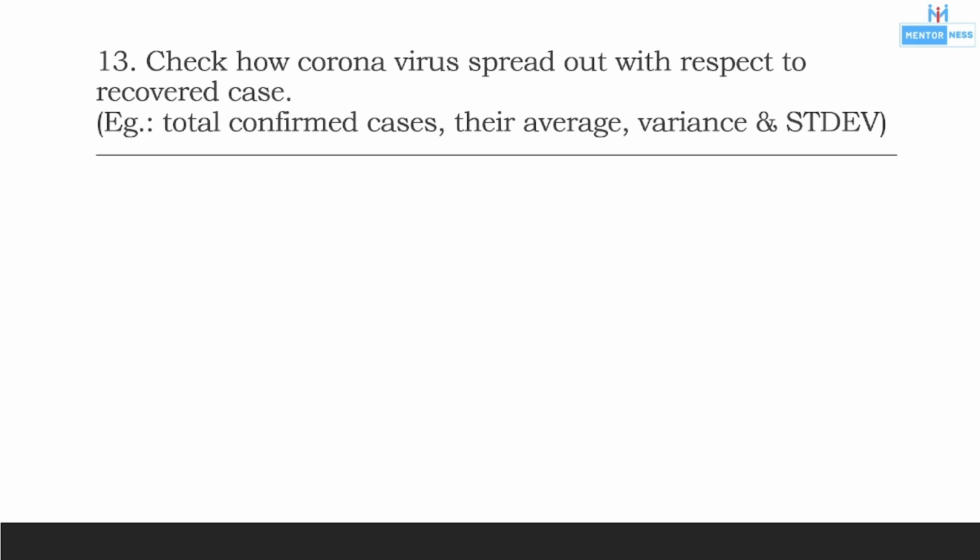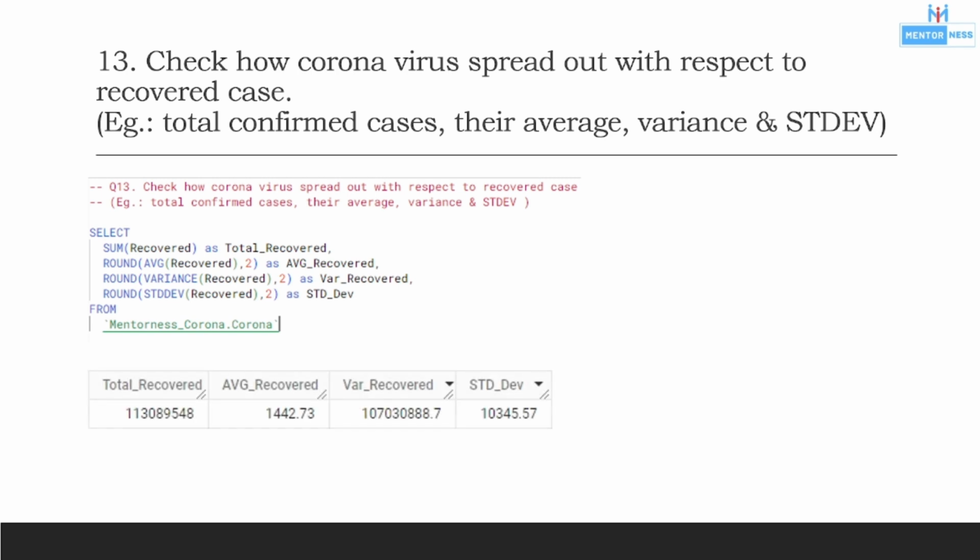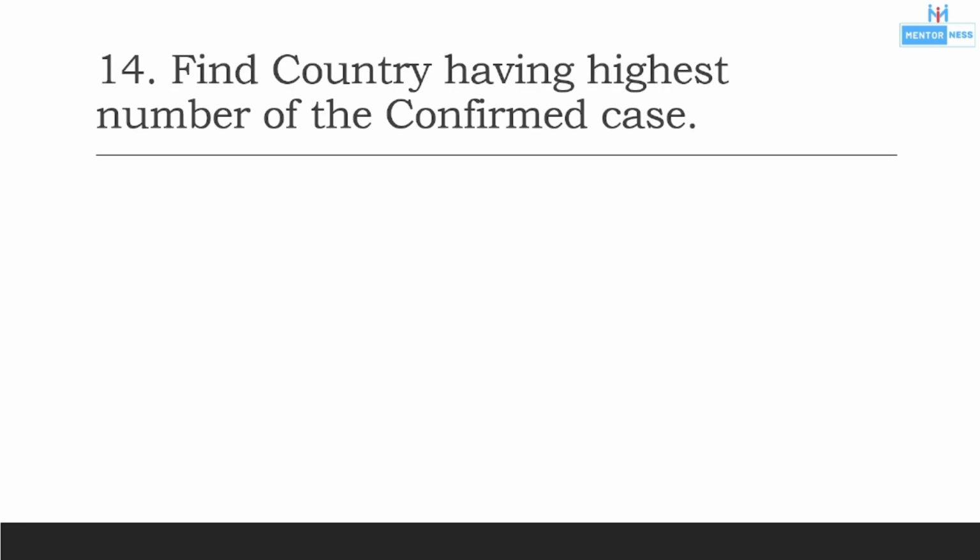And the 13th is to check how coronavirus is spread out with respect to recovered cases. So this is related to recovered cases and the total recovered cases, their average, variance and standard deviation. So this is the code and this is the output. The 14th is to find the country having the highest number of confirmed cases.